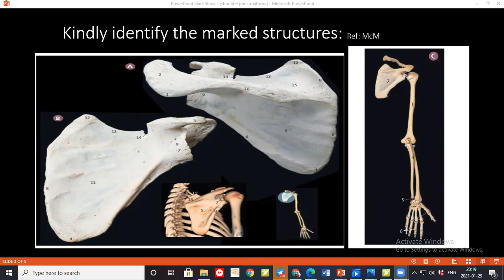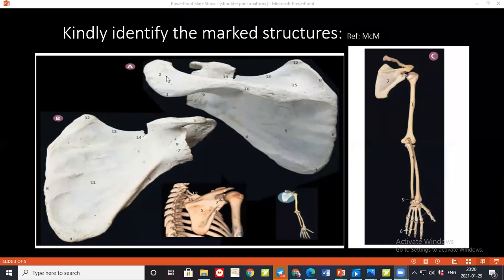What are the muscles which contribute to form the rotator cuff? The subscapularis and the teres minor muscle. Can you tell me which muscle is supplied by which nerve? The subscapularis is supplied by the upper and lower subscapular nerve, the supraspinatus and the infraspinatus by the suprascapular nerve, and the teres minor is supplied by the axillary nerve.